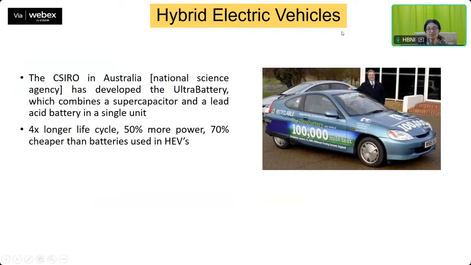So these hybrid electric vehicles have also come up. The CSIRO in Australia, which is the National Space Agency, have developed the Ultra battery, which combines a supercapacitor and a lead acid battery in a single unit. So it has a 4 times longer life cycle, 50% more power, and is 70% cheaper than the batteries which are normally used in the electric vehicle market.